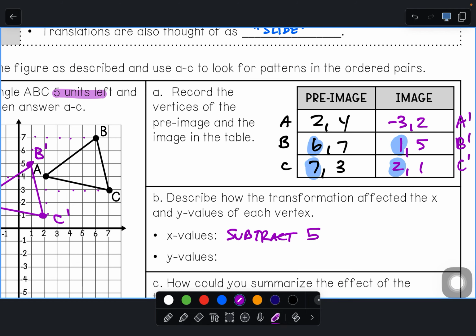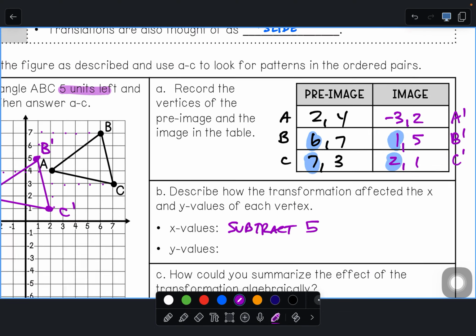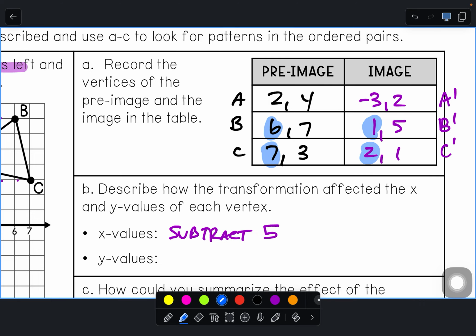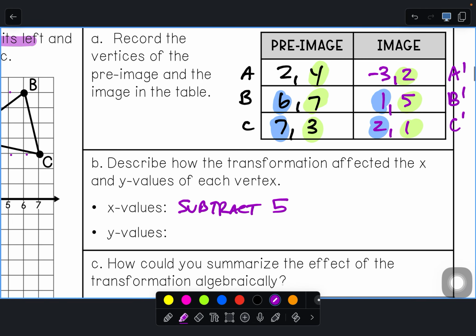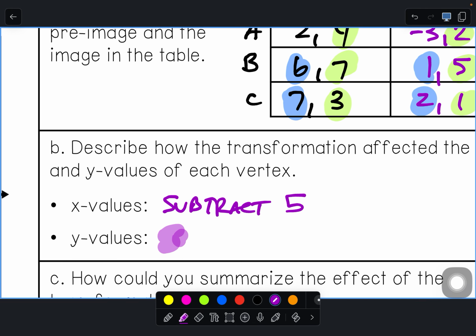What about the Y values? Since we move them 2 units down, again, observe your Y values right here. I have a 3, ended up with a 1, that's -2. A 7 ended up with 5, it's -2. A 4 ended up with 2, it's -2. So for my Y values, I subtracted 2.